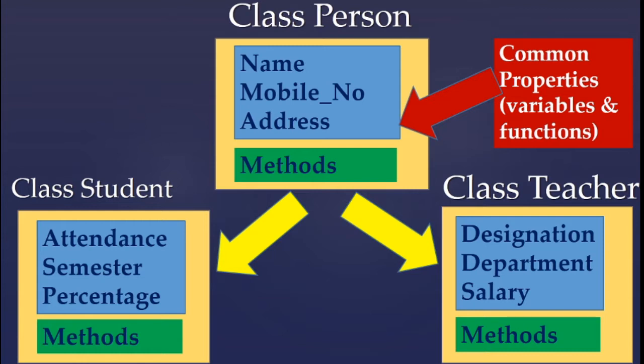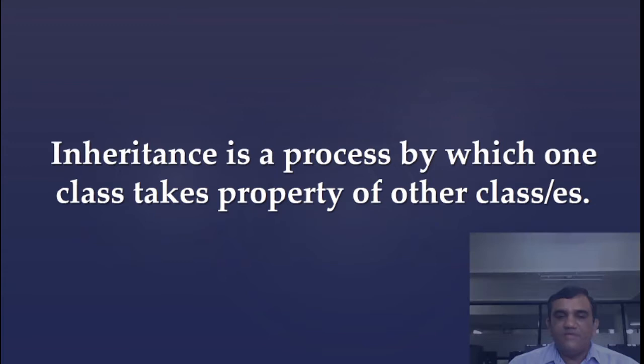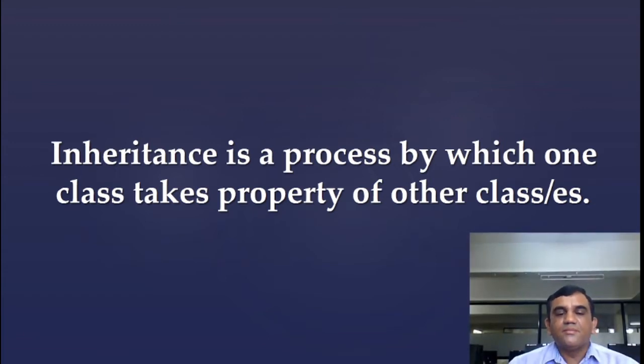The name of the class has been given as person over here. You can see that we have given all the common properties and common methods, and then we have done the inheritance into the class student. So the class student gets all these properties of the person plus its own properties. Similarly, the class teacher has the properties of a person plus its own properties. That's what inheritance is. Inheritance is a process by which one class takes the properties of the other class or classes.